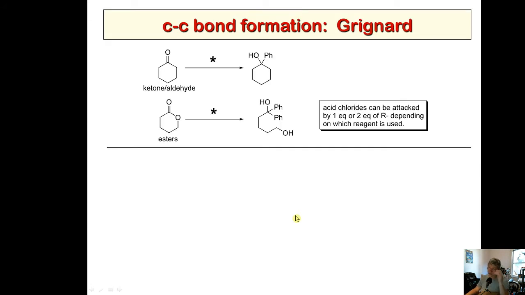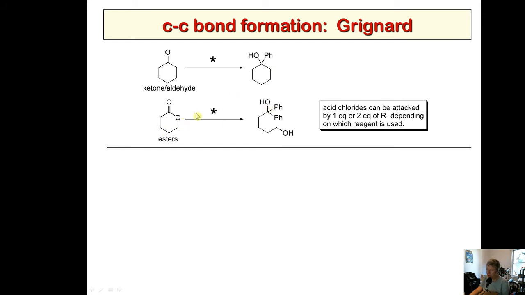All right. So let's start with Grignards. You started learning about this in Organic 1, and ketones and aldehydes react with Grignards. What would be the Grignard in this case? It would be phenyl Grignard, PhMgBr. It would attack the ketone and give you a tertiary alcohol.